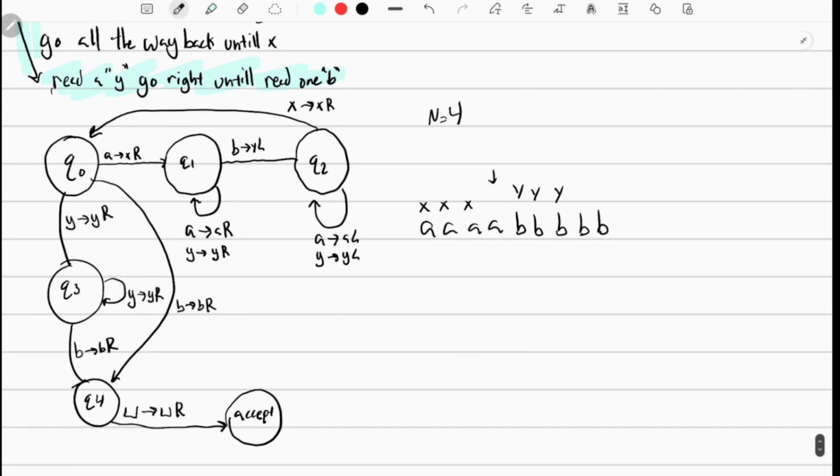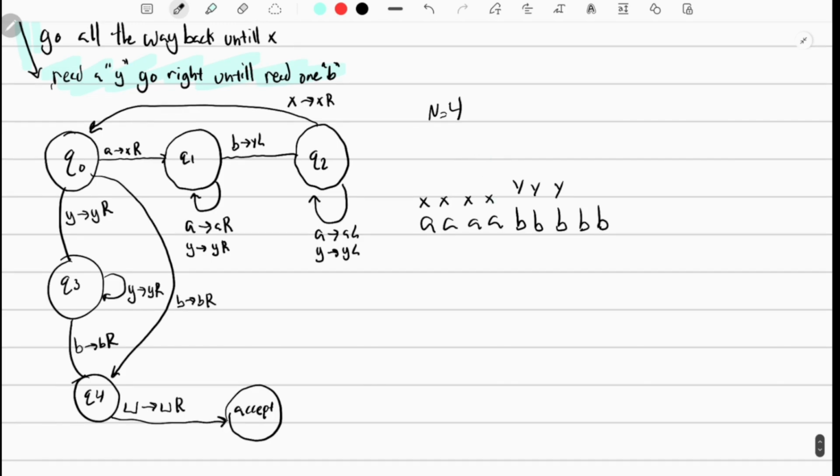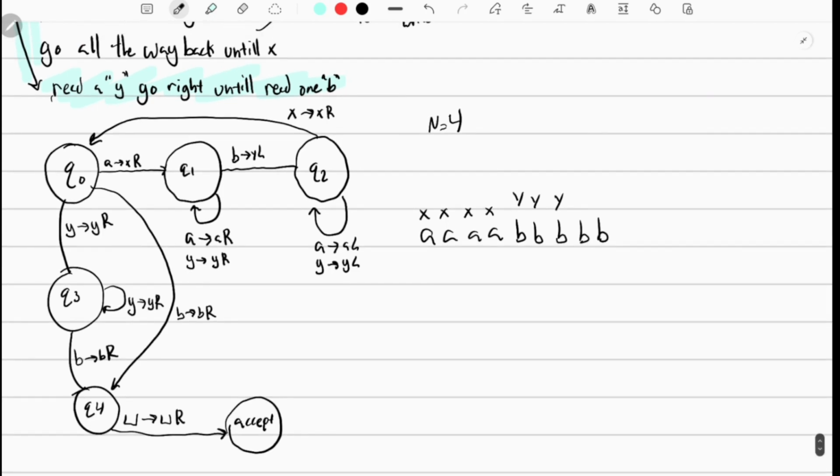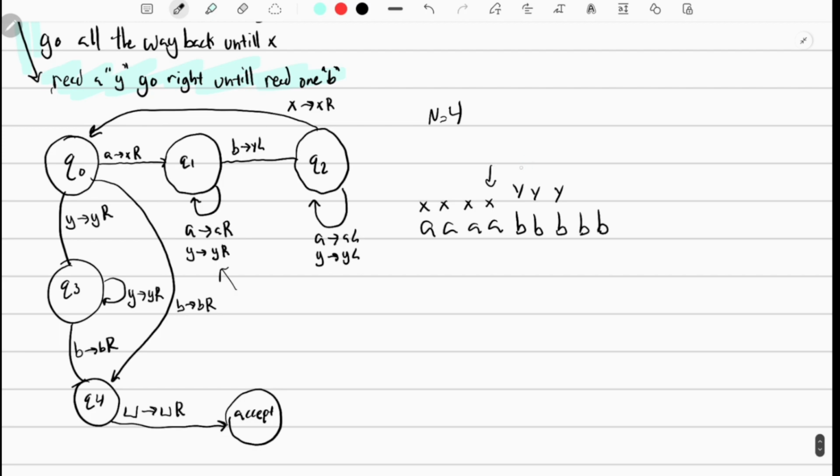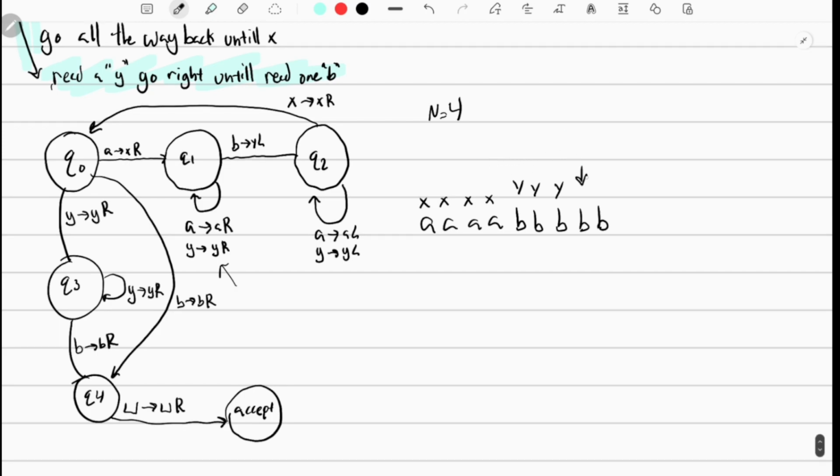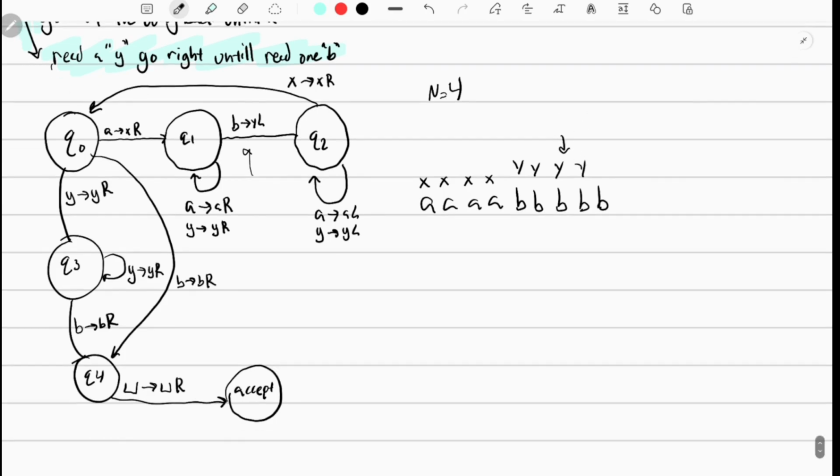So it's telling us to read an A, write an X, move to the right. So now we're done with all our A's. Now we got to bypass all the Y's and the A's. So we're sitting right here. We're at this state. We're going to bypass all the Y's until we hit a B. Hit a B right here. We're at this state. So we're going to read a B, write a Y, move to the left. Write a Y. We're going to move to the left, which is right here.